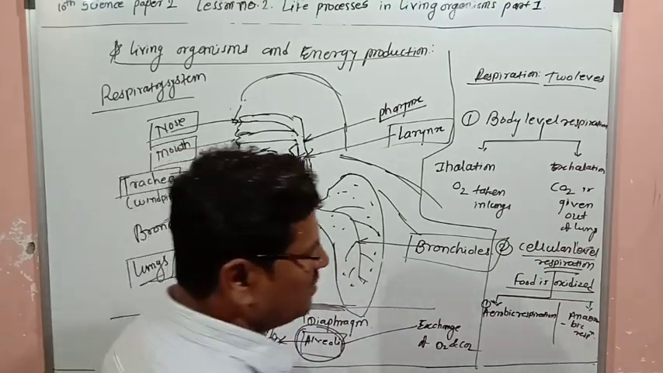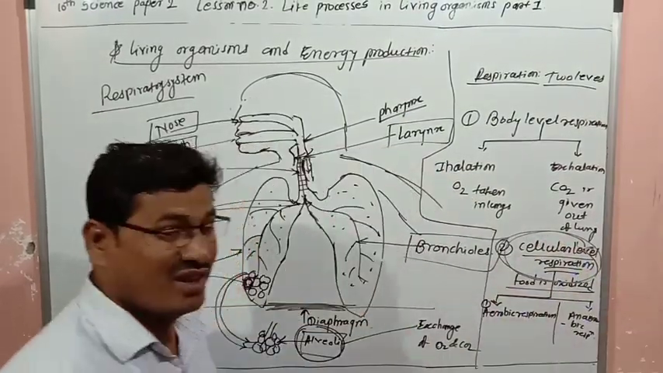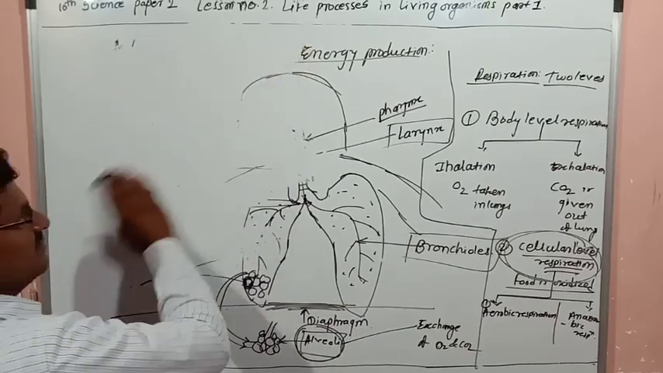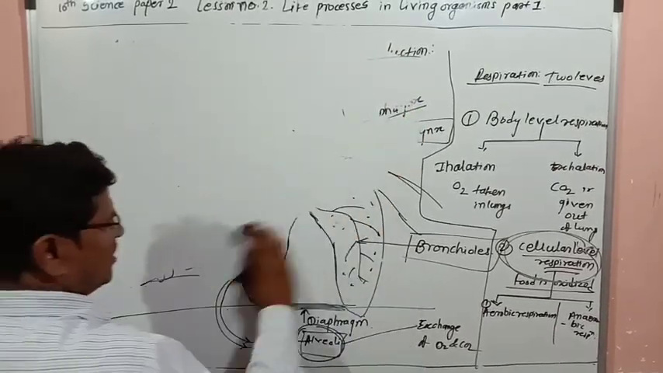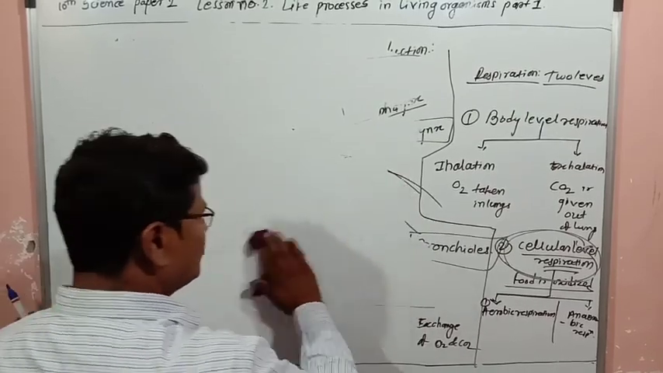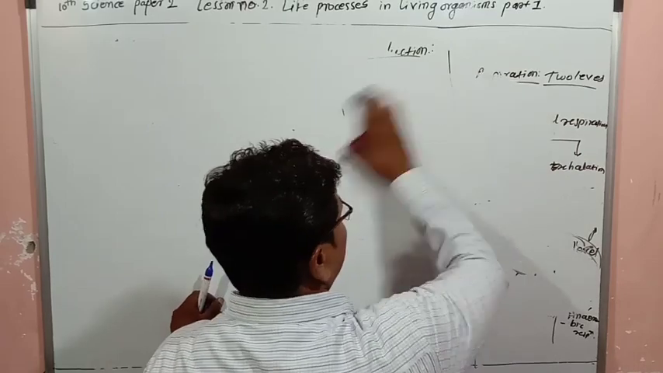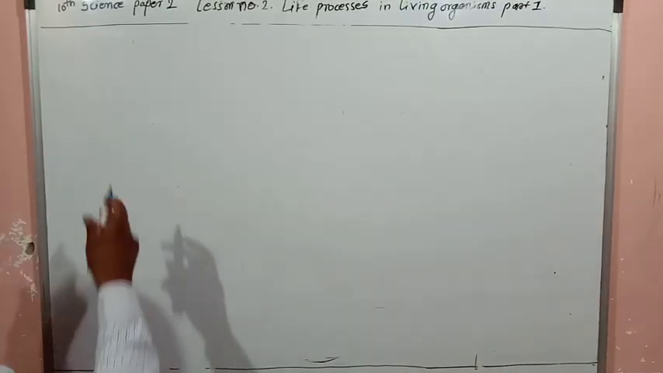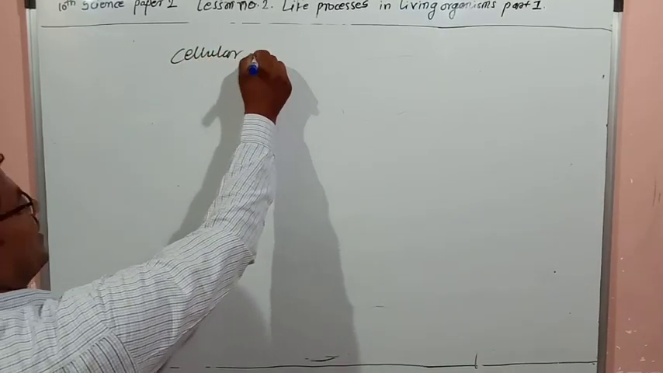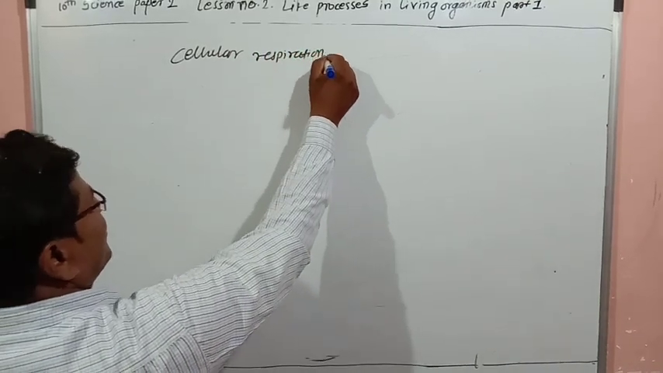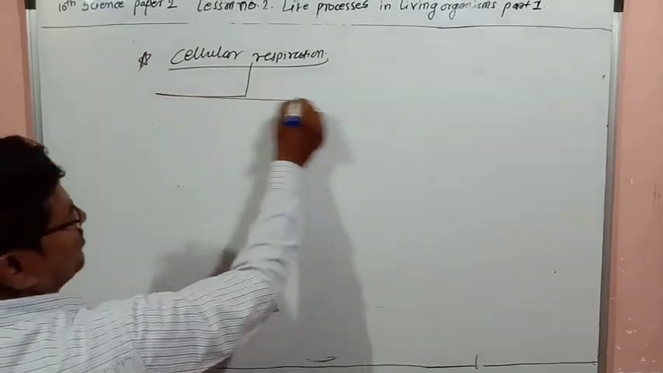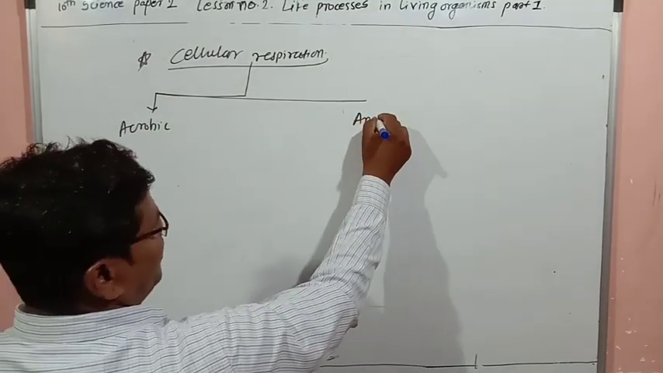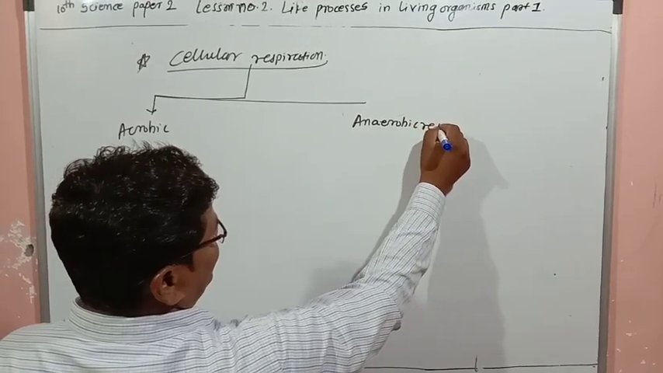After this we are going to learn about cellular respiration. Body level respiration, inhalation and exhalation, we have studied. Now for cellular respiration, we are going to discuss the types and which processes take place. There are two types we have studied: aerobic respiration and anaerobic respiration.